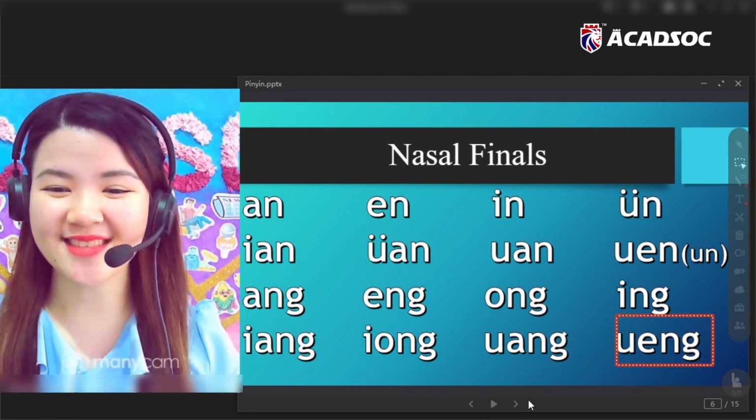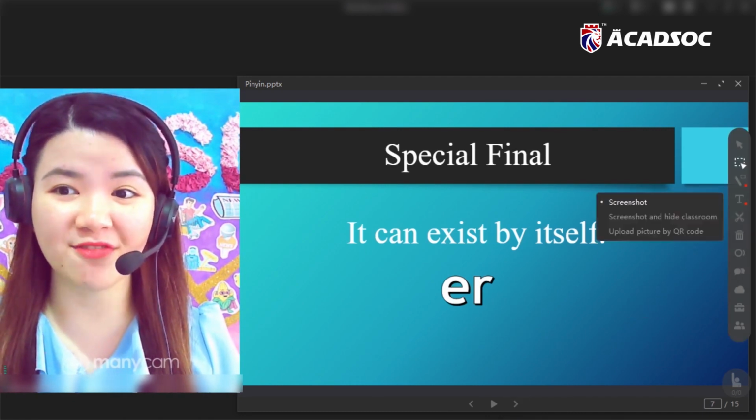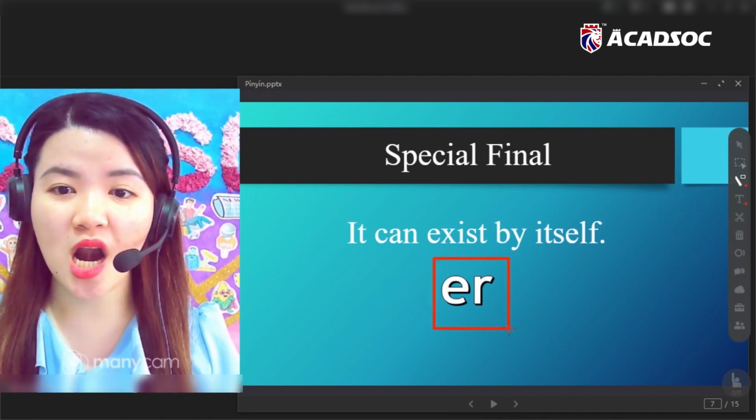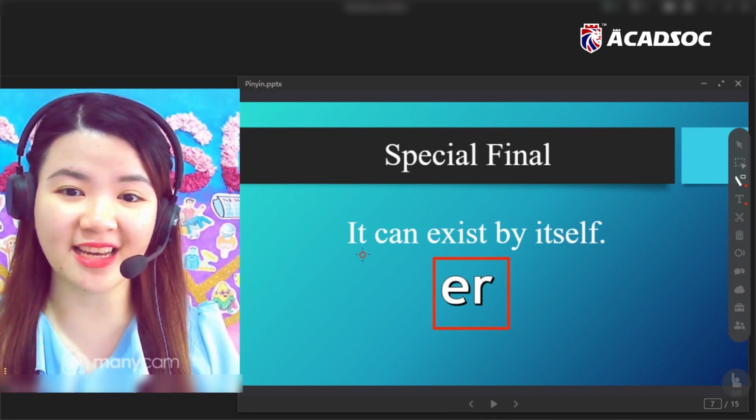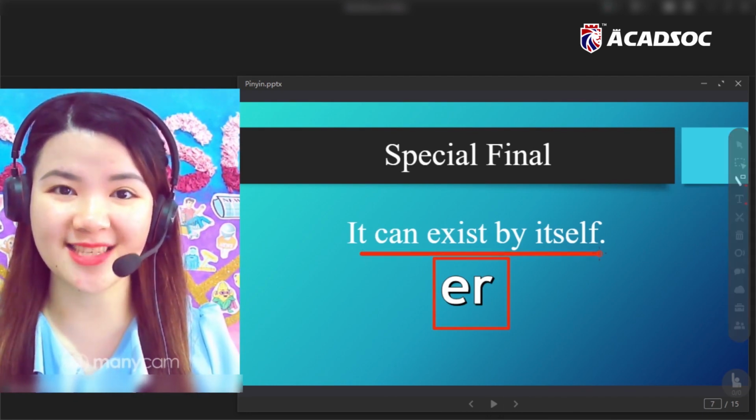Great job! Now there is only one special final, and that is er. This is a special final because it can exist by itself. Chinese is a tonal language, so there are four tones and one neutral tone to remember. The four tones have tone marks on top of the vowel, and the neutral tone is different from the others because of its lack of tone mark.